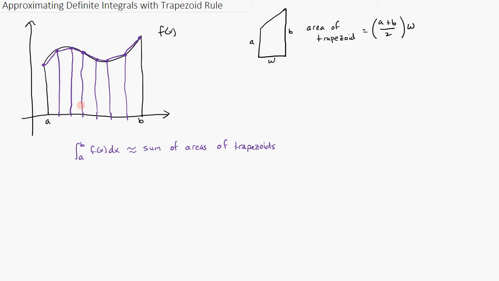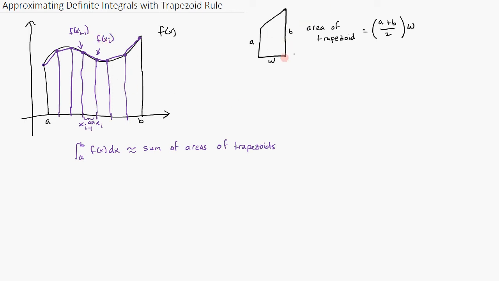Okay, so now let's take a trapezoid in the middle as an example. So let's mark this endpoint as x sub i. This is x sub i minus 1. And the width is delta x. So at the left hand point, the height here is the function value f of x sub i minus 1. And then at the right hand point, it's the function value f of x sub i.